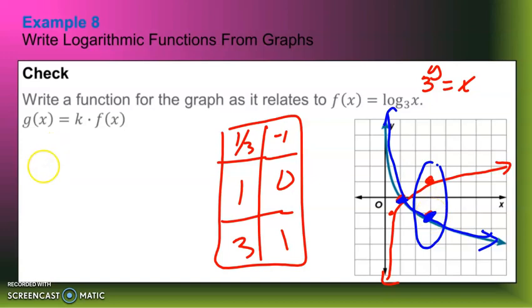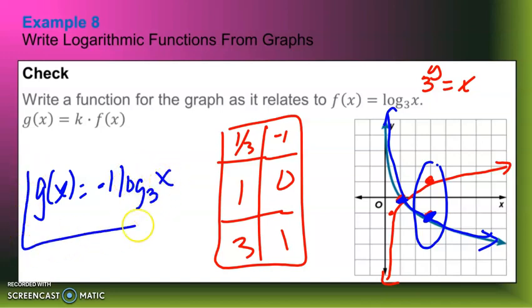So that means g of x would have to have a reflection, which means there's a negative. And so it's just by a negative 1. And then f of x would just be log base 3 of x.